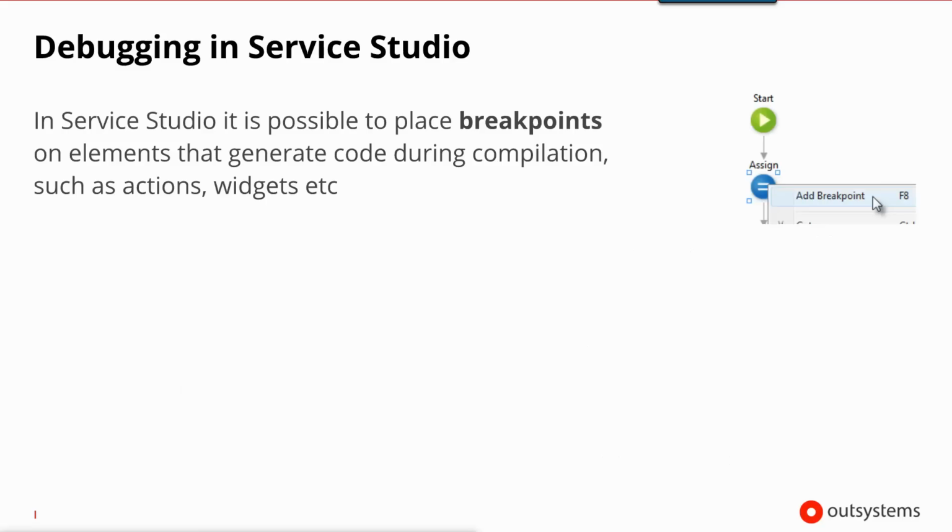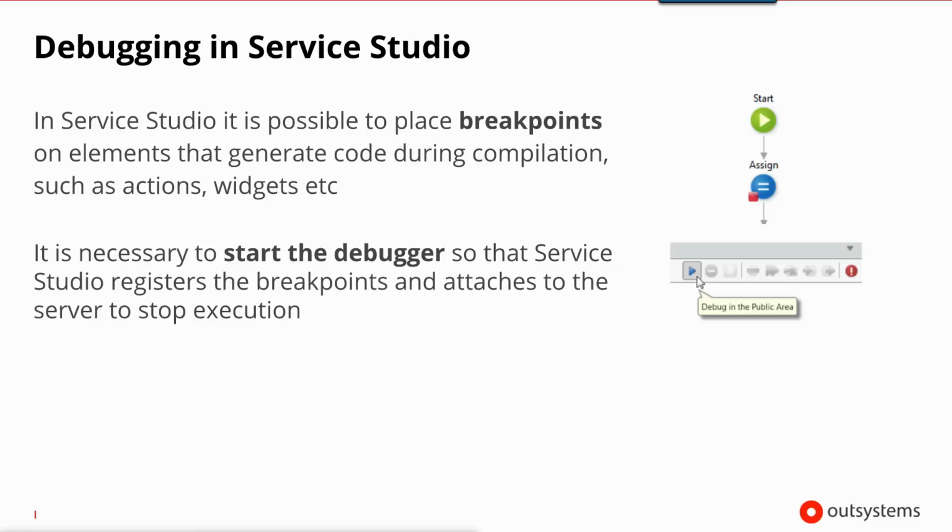Debugging in Service Studio in the OutSystems platform is very simple. You can place breakpoints on any element that generates code. And you can visually see that by a small marker next to the node that's got the breakpoint. Now by default, every time that you're running your code, the debugger isn't enabled. For the debugger to be enabled, you need to start the debugger so it's monitoring the execution, it's looking out for the breakpoints that you've placed.